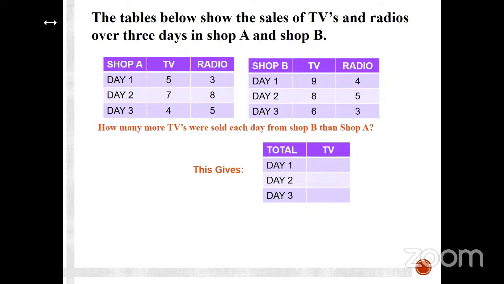All right, let's see. It says how many more TVs were sold from shop B than shop A? So remember, we're talking about TVs now. In looking at what our responses can be, can our responses be negative? If we're talking about number of TVs, can I have a negative number of televisions in my house? So in this case, we know that shop B has more than shop A. So how would I find out how much more?